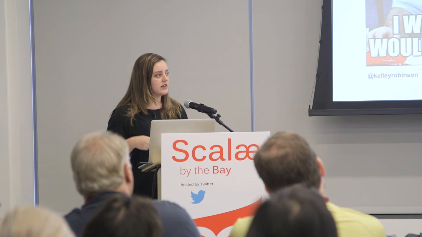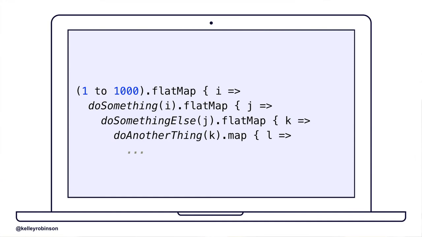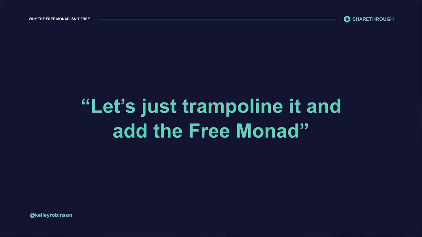And then if you think about something like this, maybe this looks familiar to some things that you have in your programs. Use your imagination for what those do something functions do. They could be side effecting, or they could add another 1,000 calls to the stack. But in the course of our programs, things are going to start to look like this. Every function in the monadic context is going to be added to the stack. So remember my coworker? Just trampoline it and add the free monad.